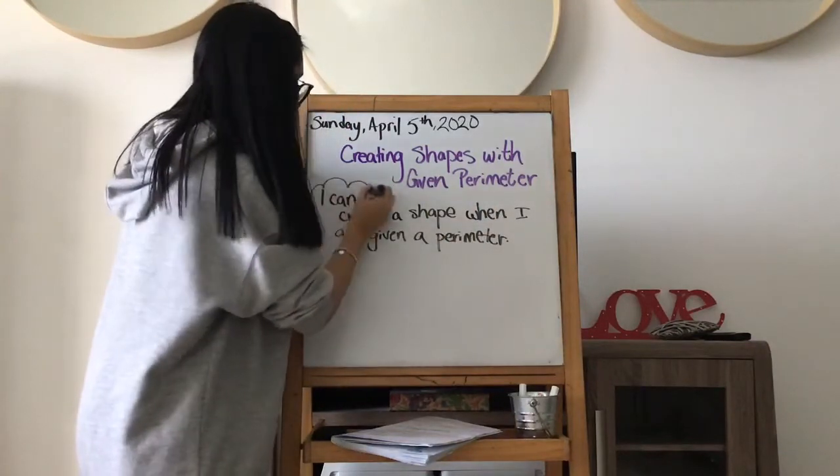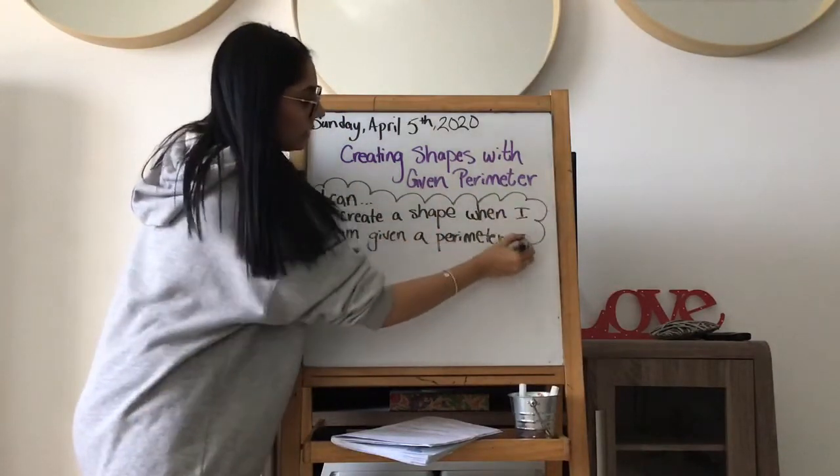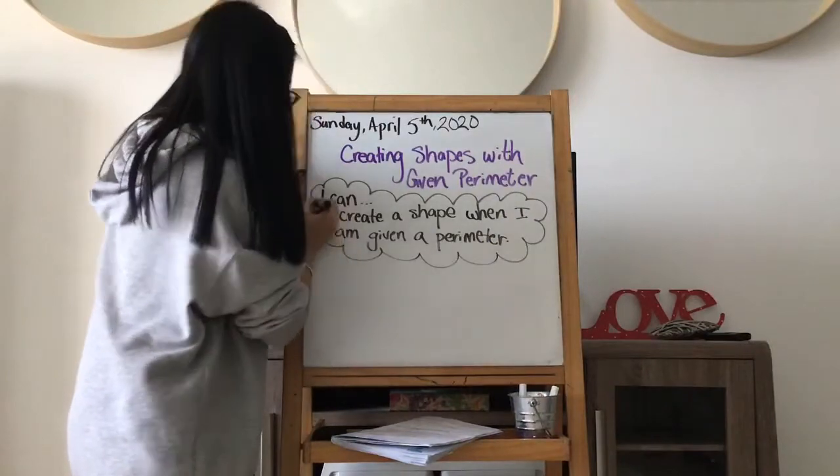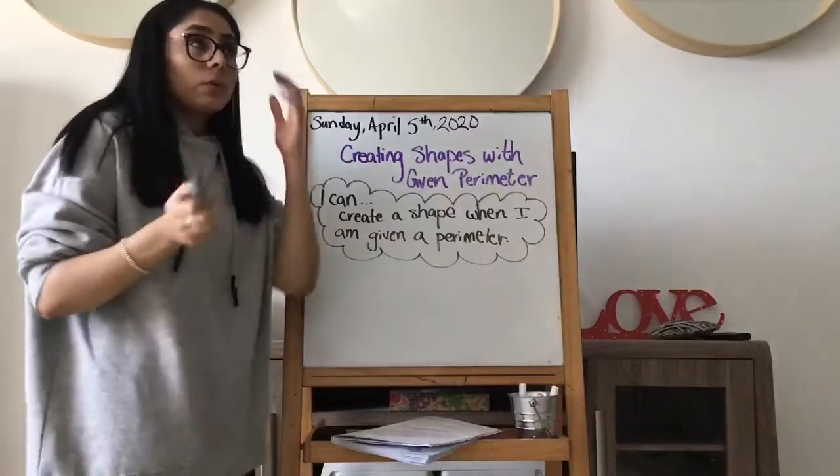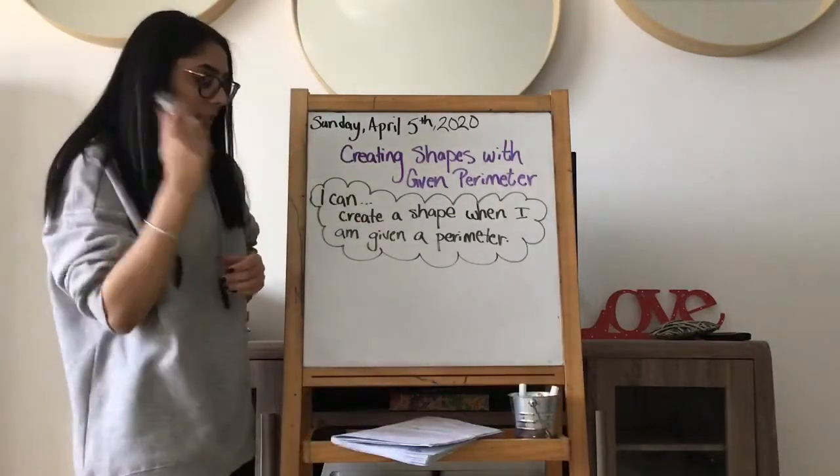And then you can highlight that. Our I can statement today is I can create a shape when I am given a perimeter. So last week, pause that now, write this down or just listen to me.